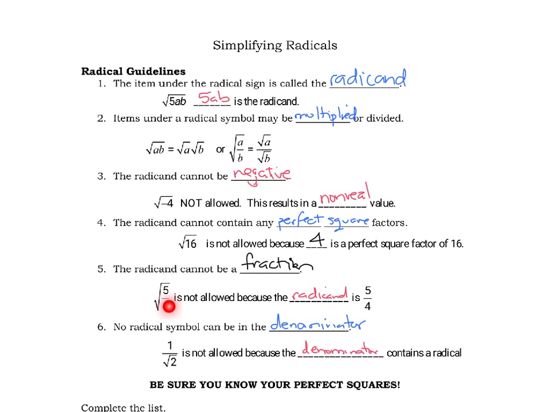So the square root of 5/4 is not allowed because the radicand is a fraction of 5/4. You'd have to break it down and simplify. So you can't have fractions.